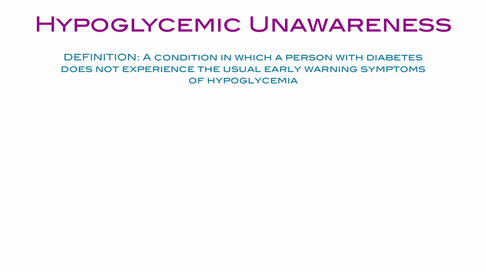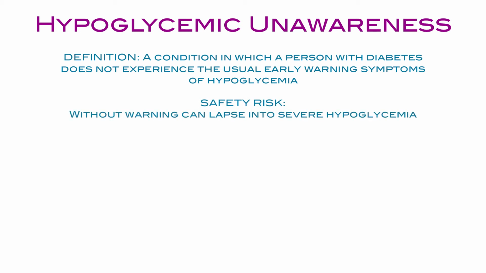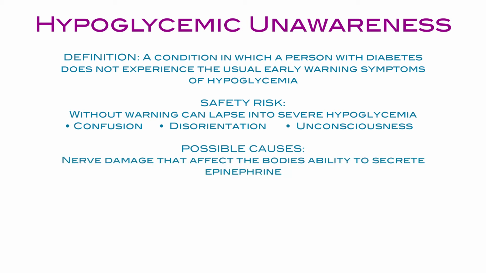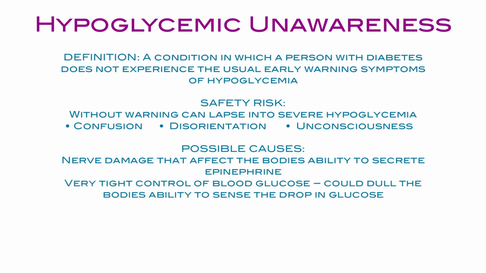The definition of hypoglycemic unawareness is a condition in which a person with diabetes does not experience the usual early warning symptoms of hypoglycemia. Without warning, this can lapse into severe hypoglycemia, which can result in confusion, disorientation, and unconsciousness. Possible causes: nerve damage that affects the body's ability to secrete epinephrine. Very tight control of blood glucose could dull the body's ability to sense the drop in glucose.